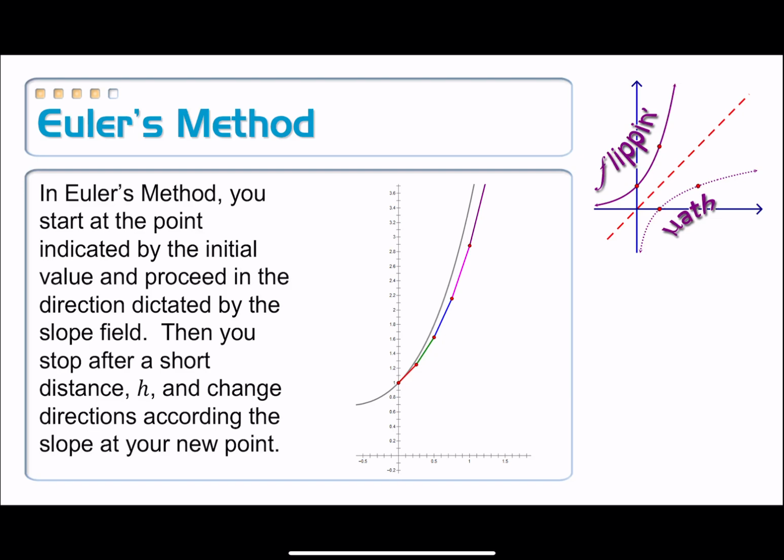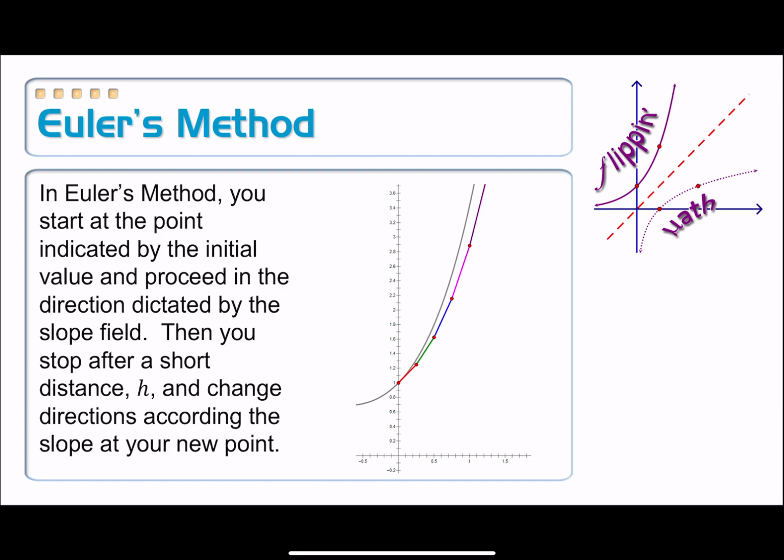We're talking about Euler's method. In this method, you start at the point indicated by your initial value, and you proceed in the direction dictated by your slope field, just like we did in the first objective. Then you stop after a short period, which we call the step size, denoted by a little h. Then you change directions according to the slope at that particular point.